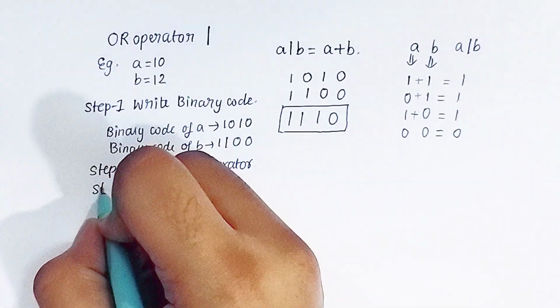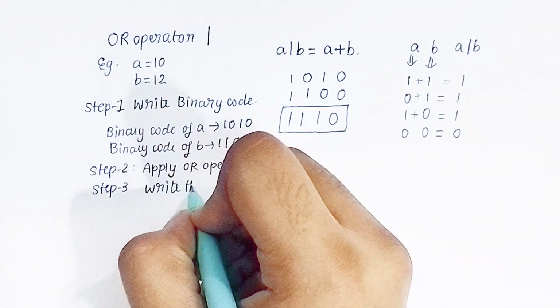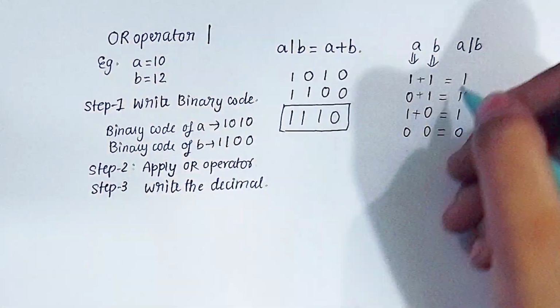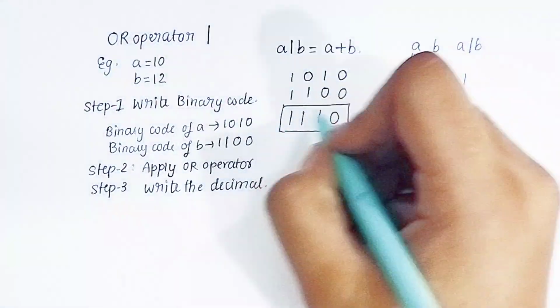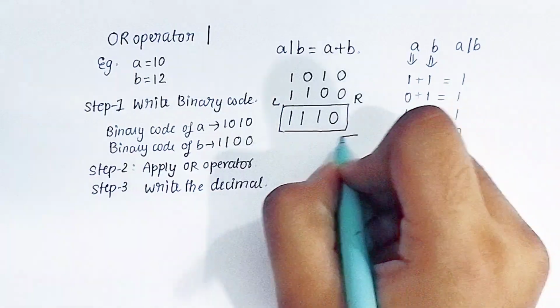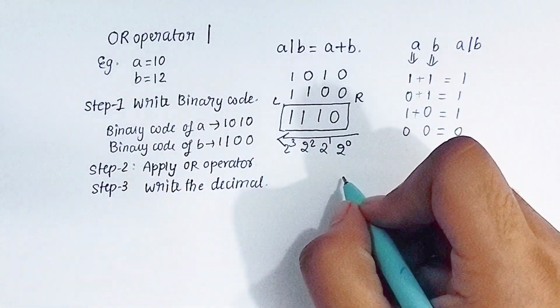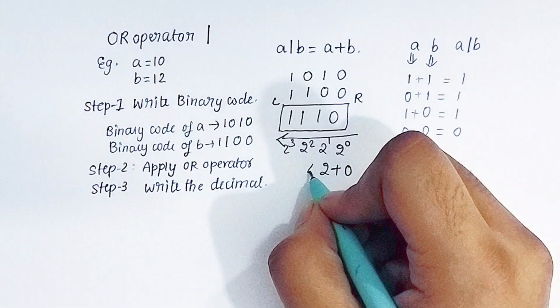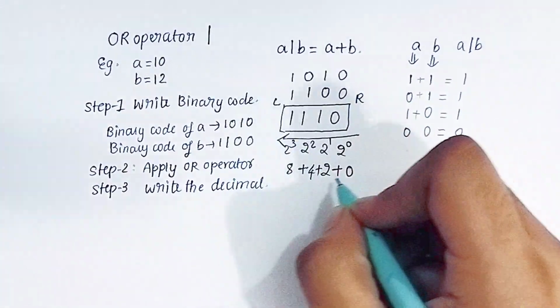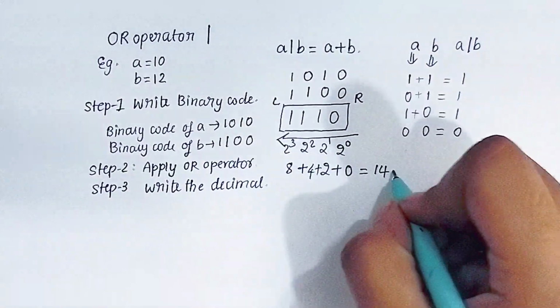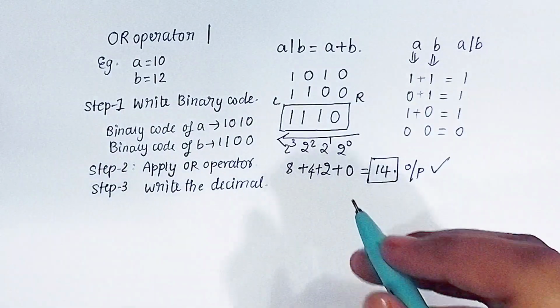Next, step 3 is to convert the binary code into decimal. In the OR operator also, we'll be doing it from right to left. So 2 to the power of 0 from right to left, and we'll get the values 0, 2, and then 4, and then 8. We'll be adding them, and we'll get 14. This will be our output.